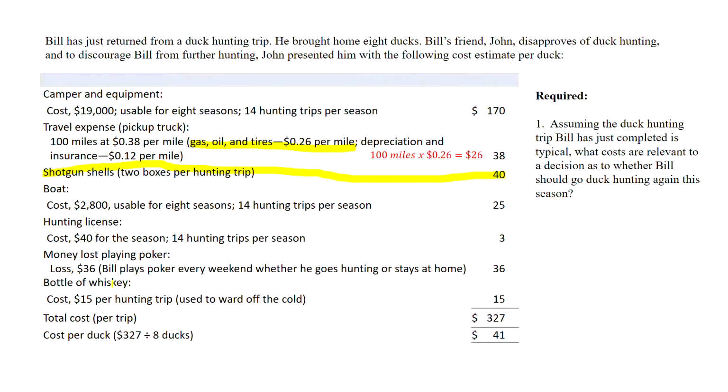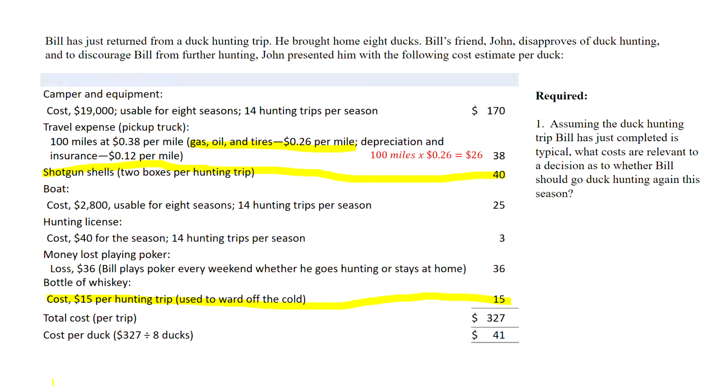The cost of whiskey, $15 per hunting trip, used to ward off the cold. So this is something. Apparently, Bill's not drinking whiskey at home if he's just staying home. So the cost of the bottle of whiskey would be relevant. So let's go ahead and highlight there. So you can see a number of different items that John incorrectly included if we were trying to come up with the additional cost for another hunting trip.